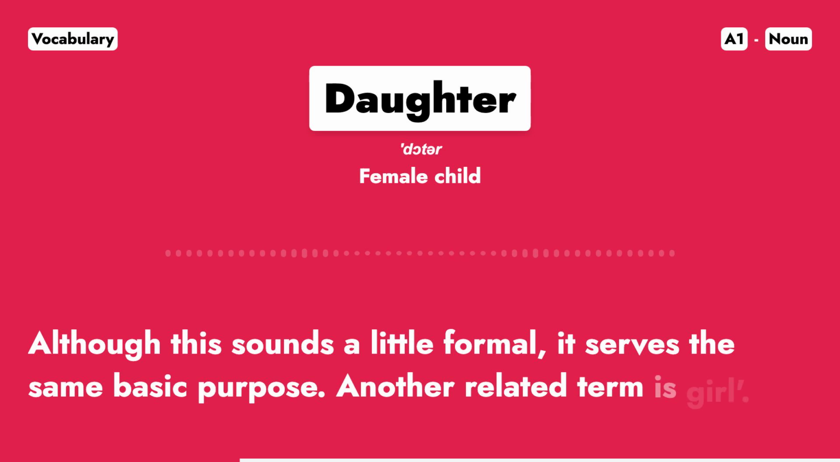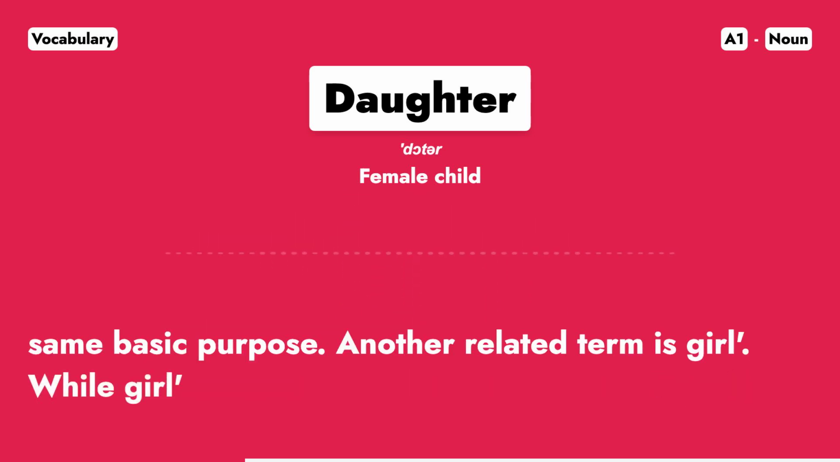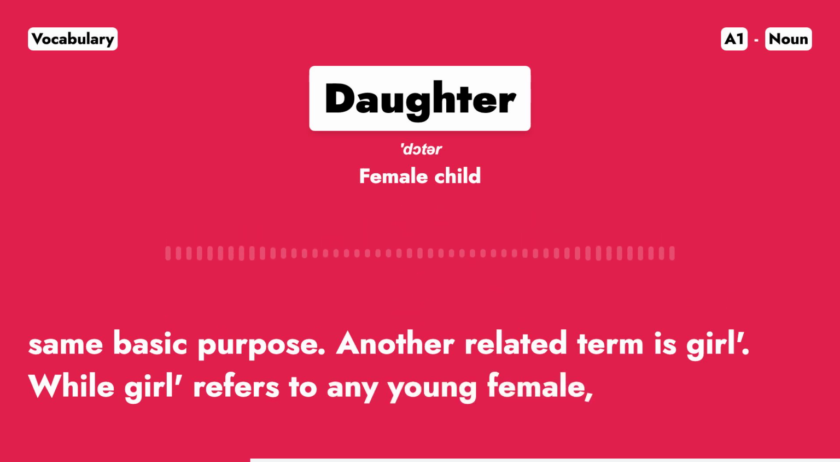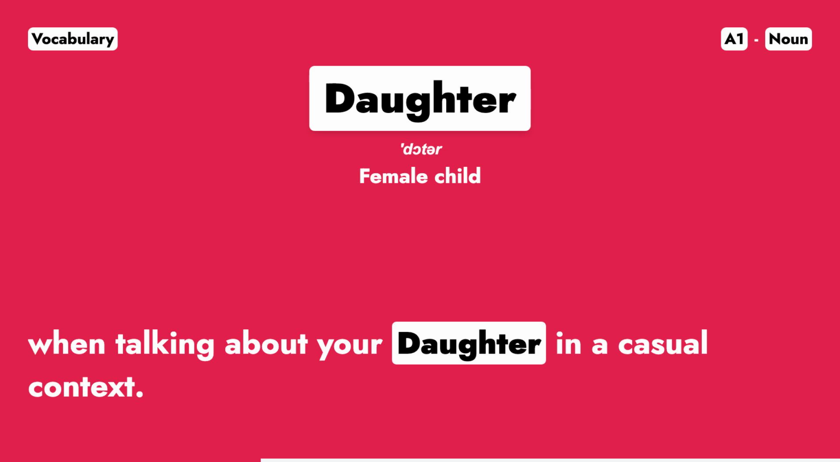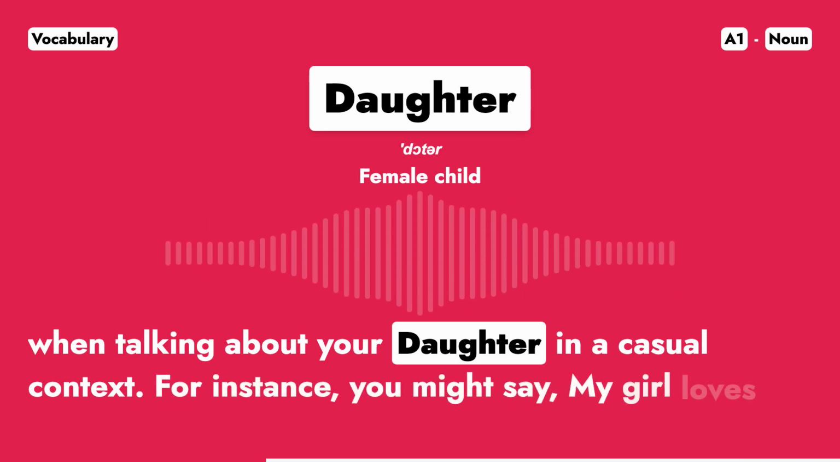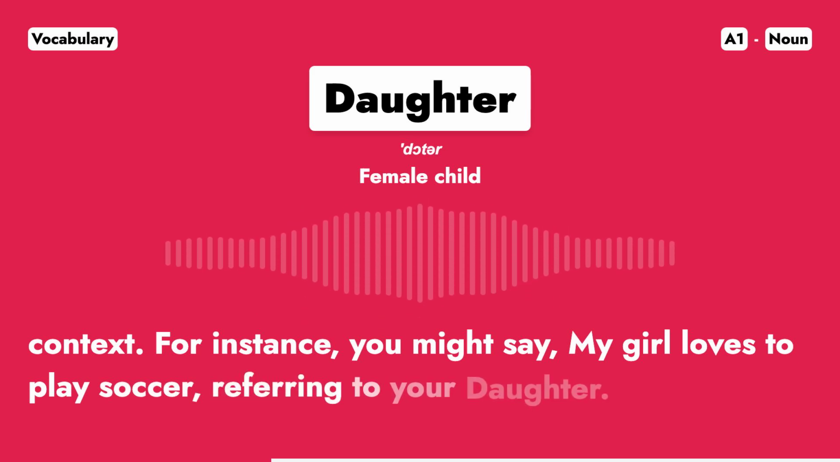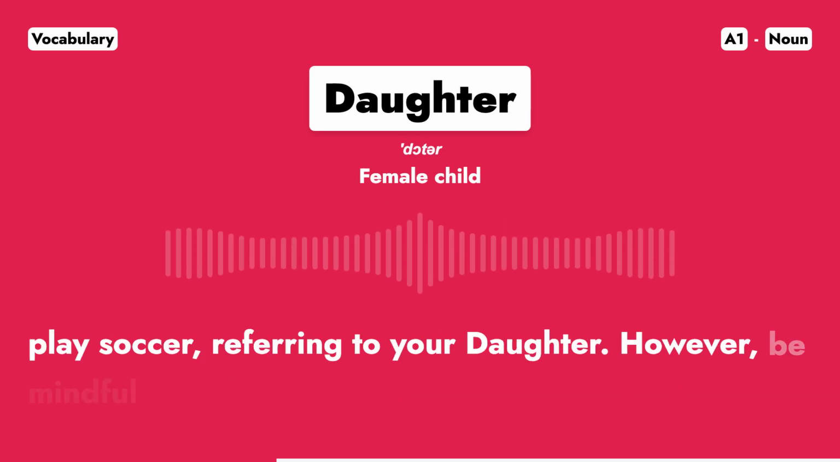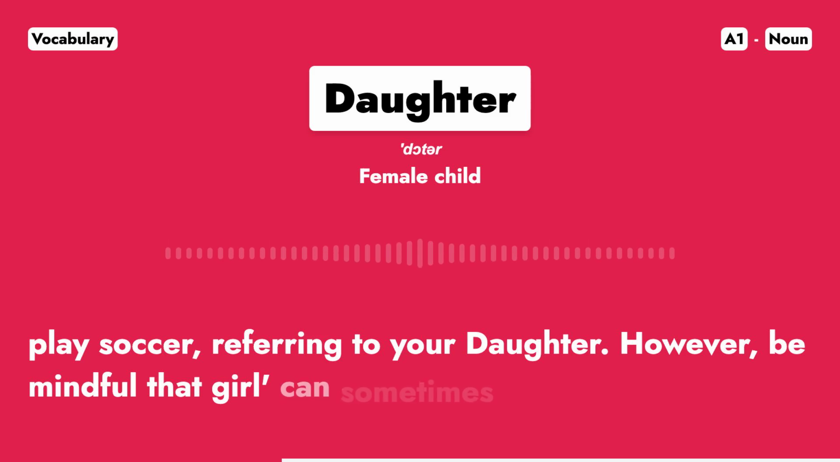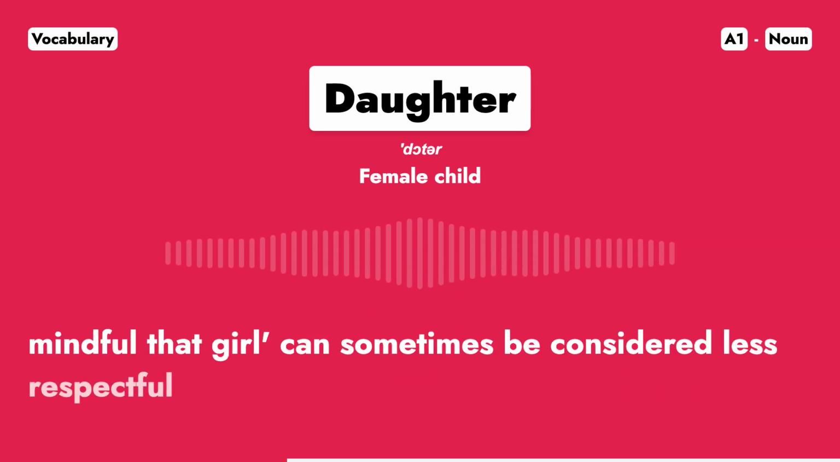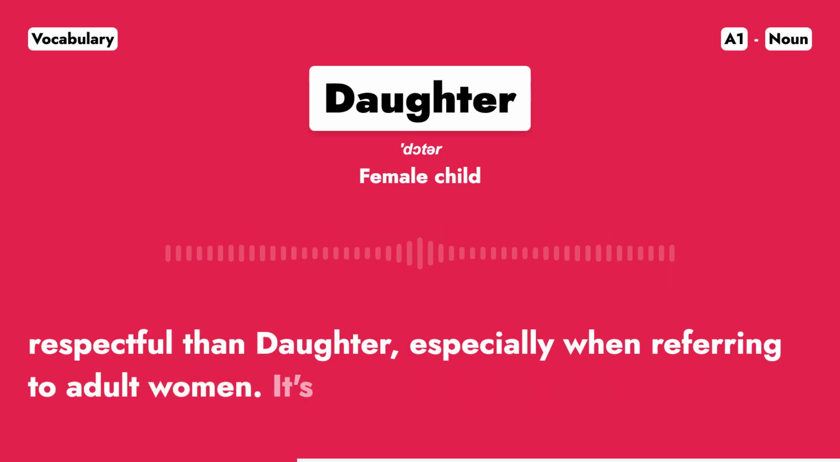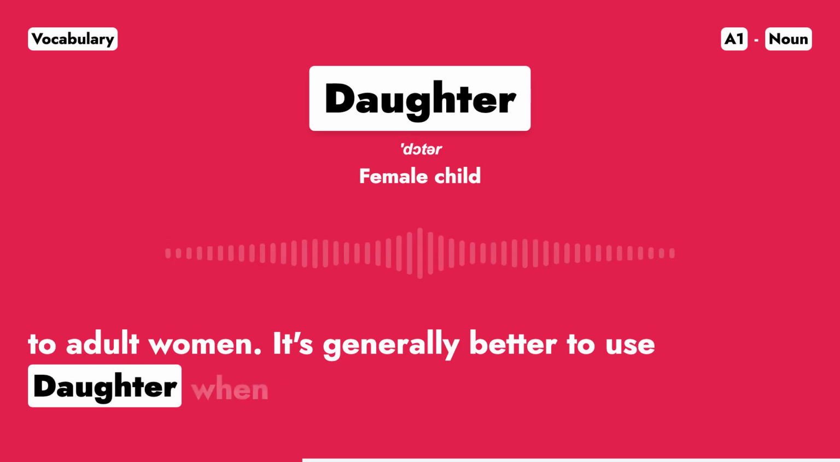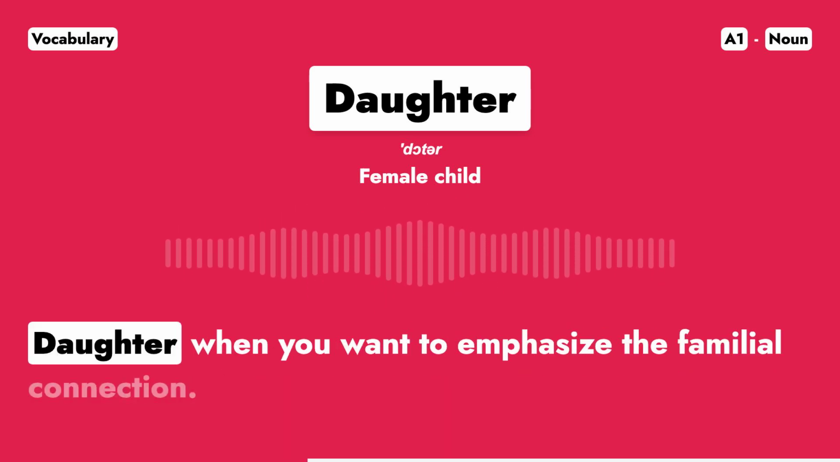Another related term is girl. While girl refers to any young female, it can be used when talking about your daughter in a casual context. For instance, you might say, my girl loves to play soccer, referring to your daughter. However, be mindful that girl can sometimes be considered less respectful than daughter, especially when referring to adult women. It's generally better to use daughter when you want to emphasize the familial connection.